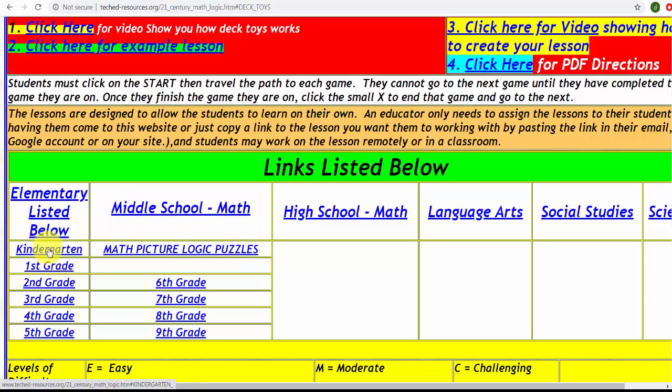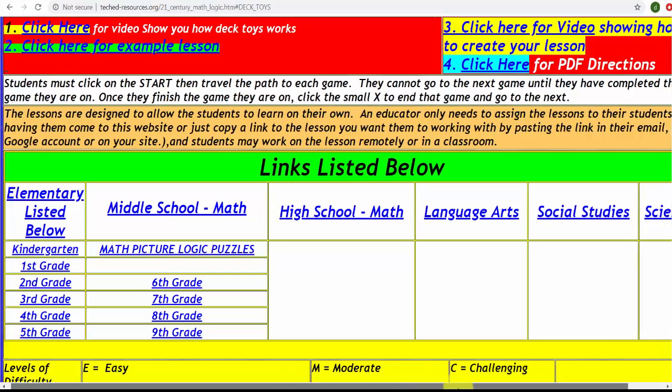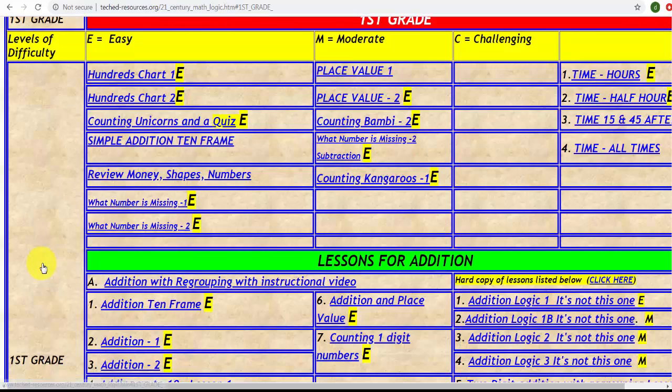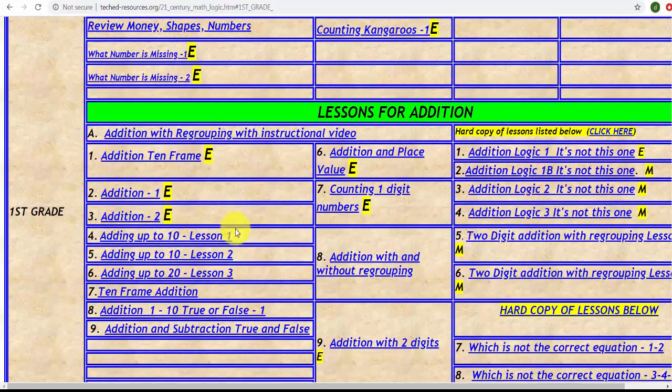Now, you'll notice we have listed here lessons depending upon the grade level: middle school math, high school math, language arts, social studies, and let me slide over to here, science. Okay, let's look at first grade. Now, looking at first grade, we have some interesting things here for you. Now, I'm not going to go through them all. You need to decide. I'm going to click on adding up to 10, lesson 2.